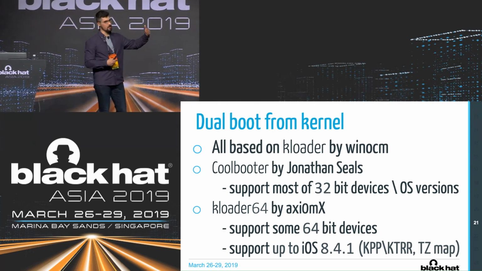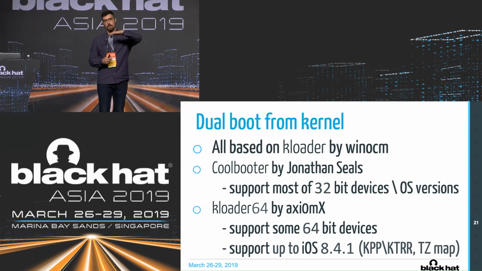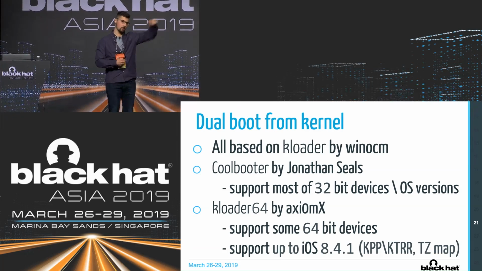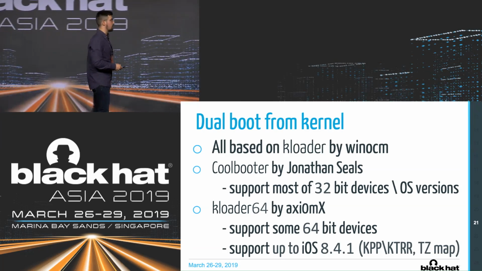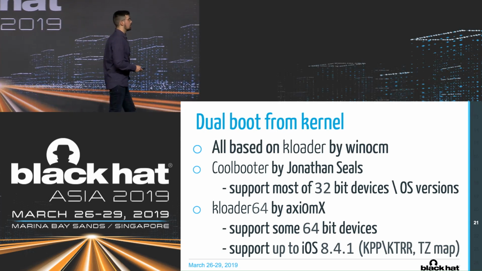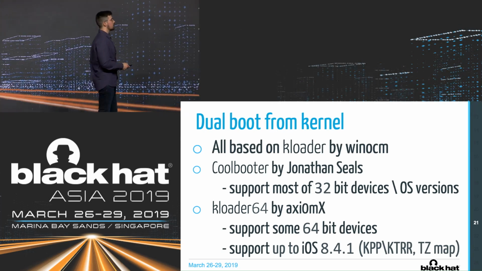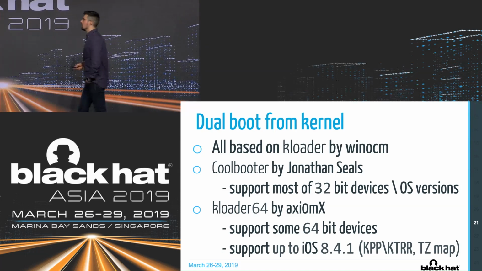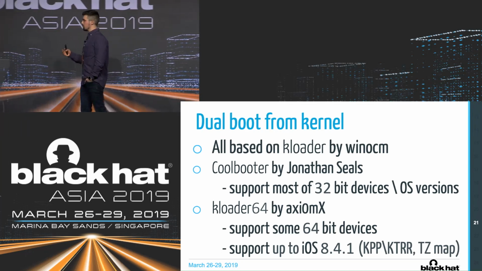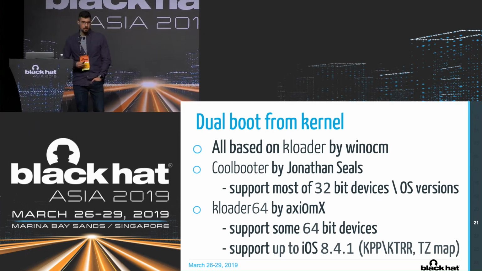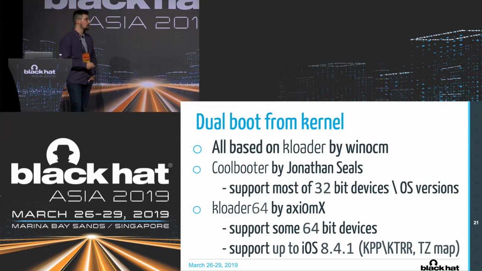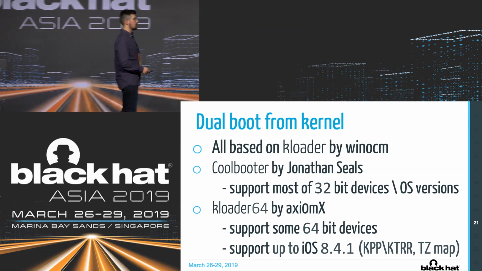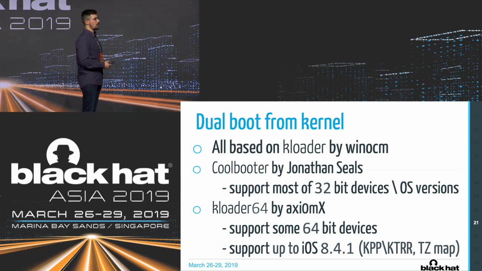So again, the idea is the bootloader will load the kernel. We write the new bootloader to kernel memory and jump back to the bootloader. So it's kind of a big hack, but it works. The Kloader is the base of the CoolBooter tool by Jonathan Seals, and CoolBooter will do most of the things for you automatically. It will download the firmware, decrypt it, set up the partitions, and so on. Unfortunately, it only works for 32-bit devices and OS versions, so the latest supported device is the iPhone 5C.